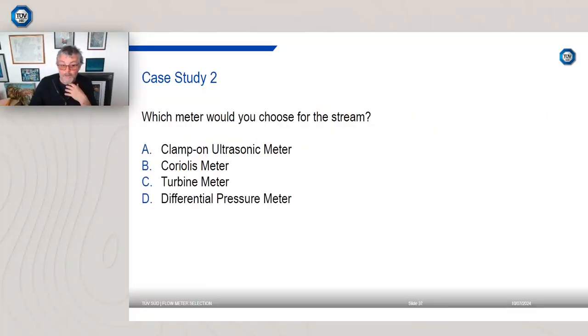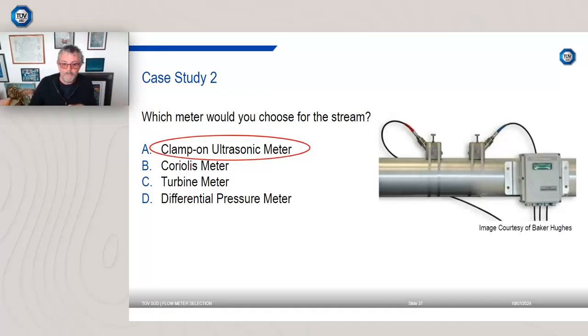Well, for me, the meter that doesn't have to intrude into the flow at all, and because we have 100 D of straight pipe and therefore a fully developed flow profile, as in the Reynolds number is always in the turbulent range, for me, the most cost-effective solution there would be the clamp-on ultrasonic meter.